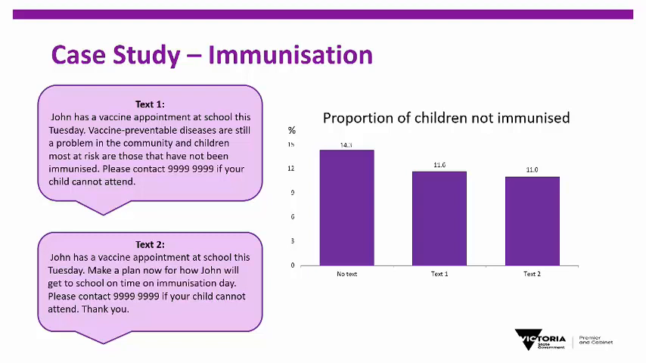And so the trial found that the no-text proportion of children not immunised was at 14%. The most successful intervention, which was make a plan for how you're going to get your kid to school on time, it didn't just win the day in terms of which text message, but it actually pushed the trial cohort into herd immunity. Above 80% for that trial cohort. So now we're looking at how we mainstream this across the state.